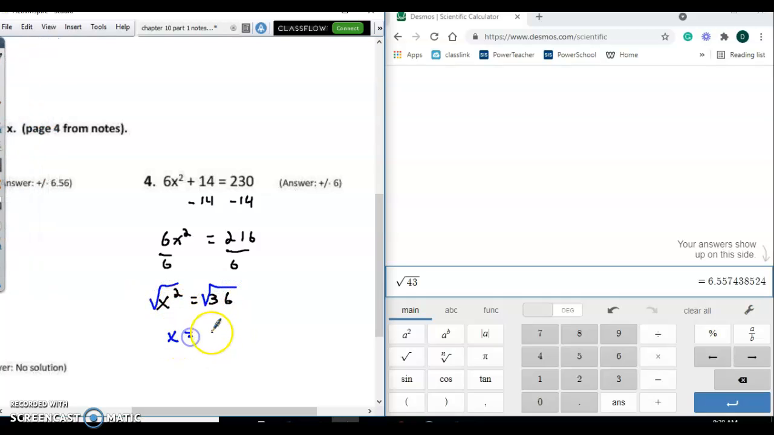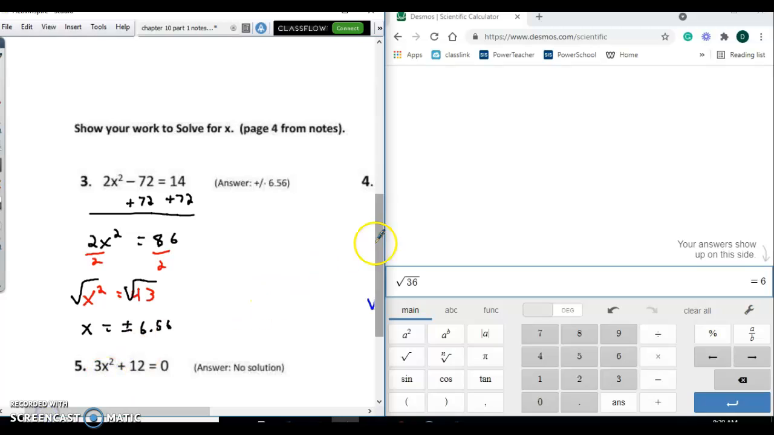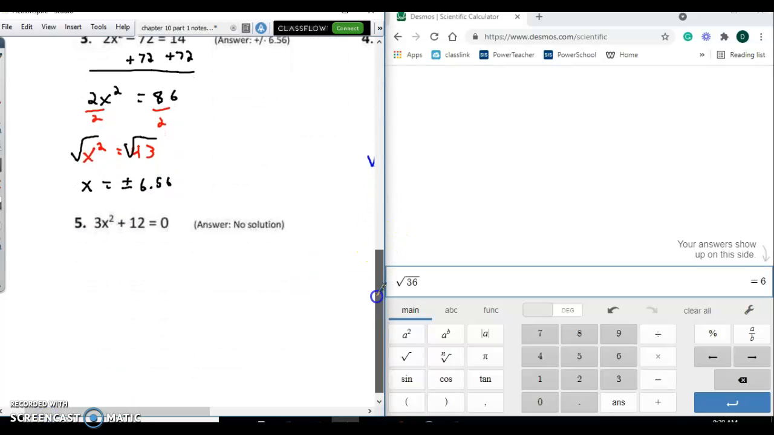So x equals, and then we're going to put the plus or minus here. And the square root of 36, a perfect square. Oops. Just showing it on here how you can do it. It equals 6. So plus or minus 6. So this is the work I would want to see to get to that answer. All right, and then there was one more example for this type of problem.